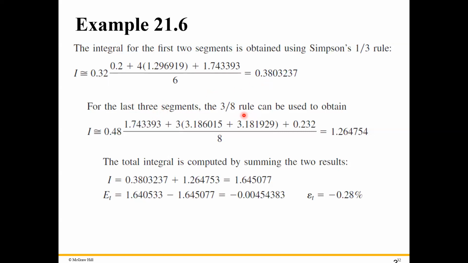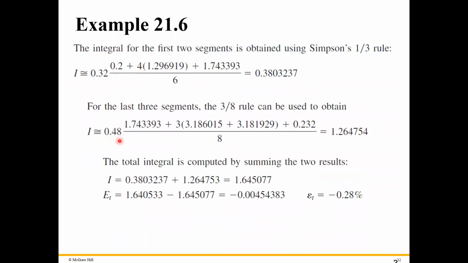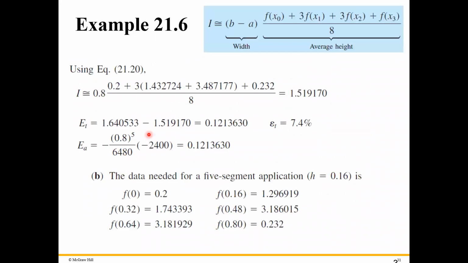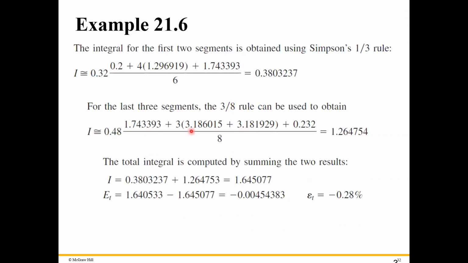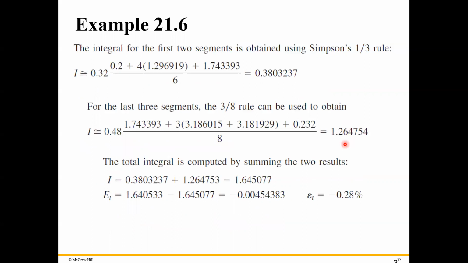So this is just part of the answer. For the last 3 segments, the 3/8 rule, we will start from 0.32 to 0.8. So b minus a will be 0.8 minus 0.32, which is 0.48. And the first point, which is 1.74, then the second point multiplied by 3, the third point multiplied by 3, and the last point. And divided by 8, because the formula was giving us 8 for the single application. So it will be 1.26.